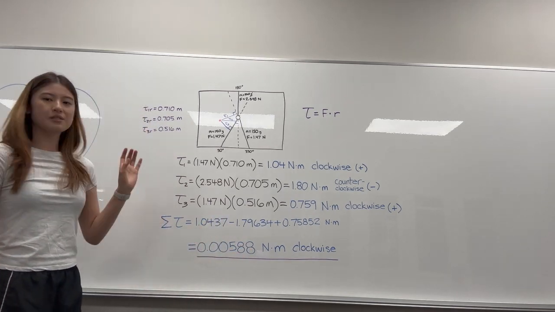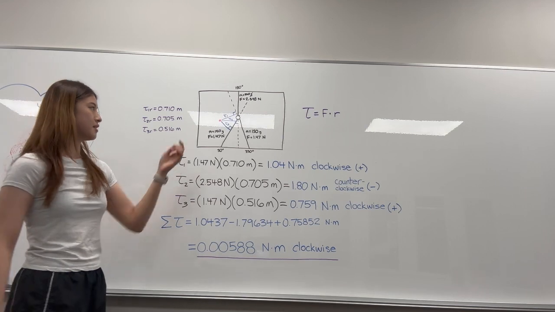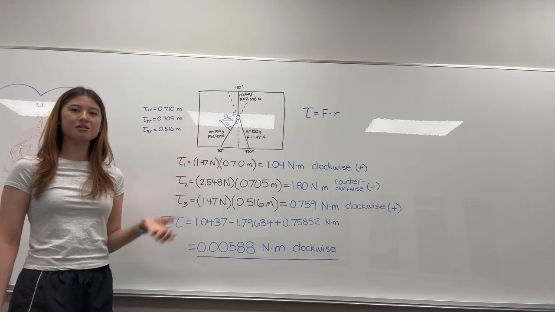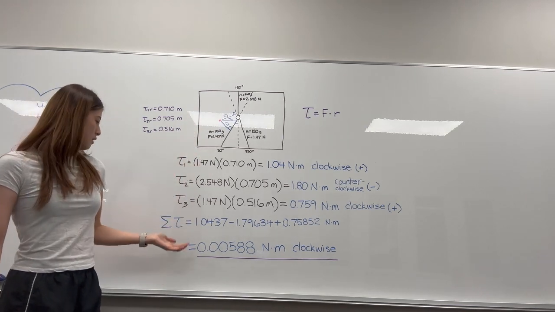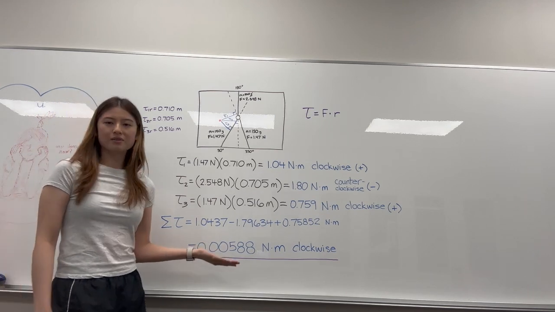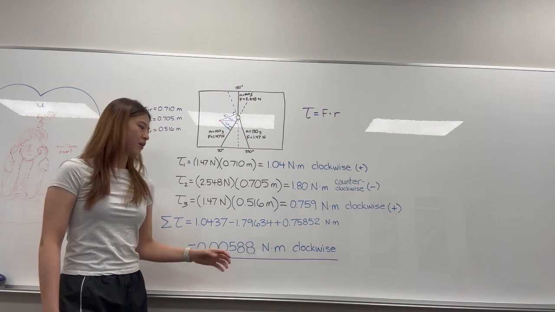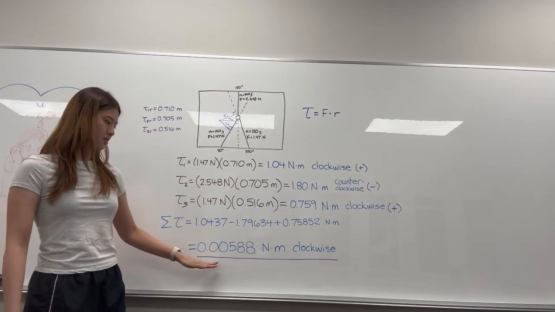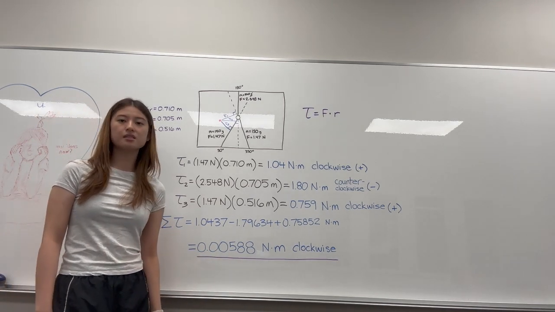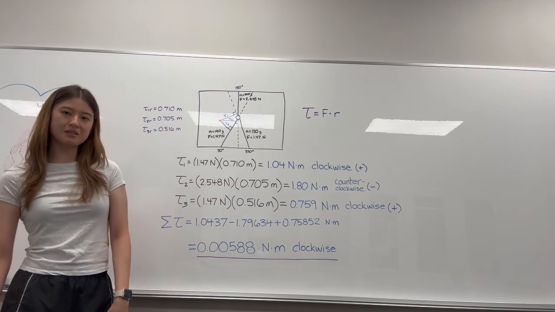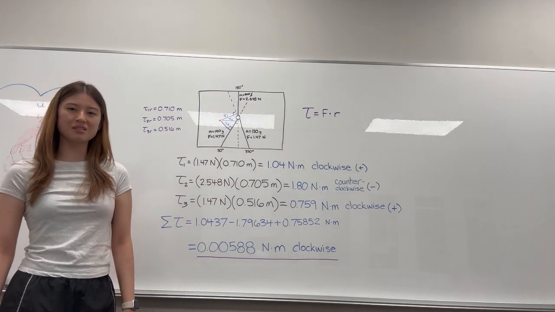0.00588 newton meters in the clockwise direction. And our expected value should be 0 because if the system is in equilibrium, the net torque should equal 0. However, we're unable to find a percent error for this as our expected value is 0, but our absolute error is 0.00588 newton meters. And this shows that our lab was pretty accurate and it was successful.